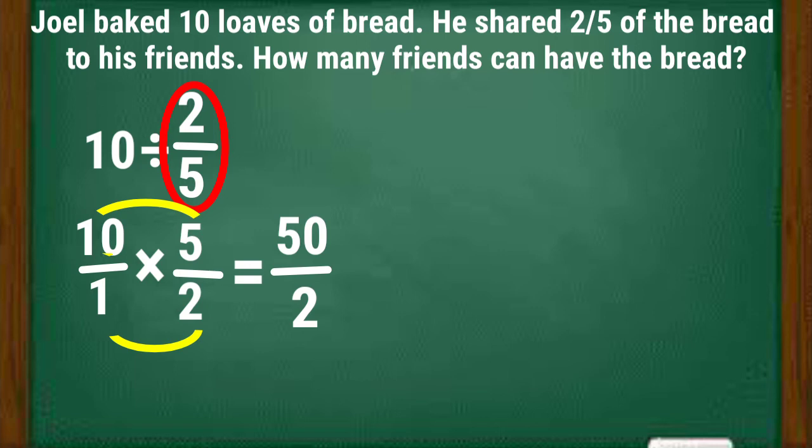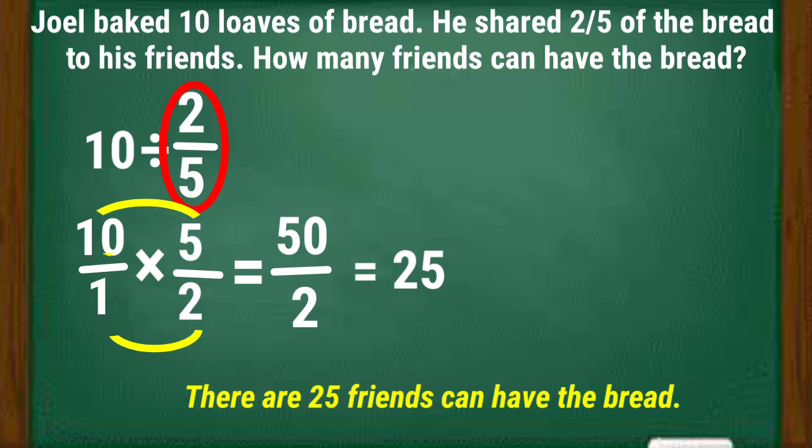The answer is no. We still need to simplify the answer because the numerator is bigger than the denominator. So we can simplify it by dividing the numerator by the denominator. So 50 divided by 2 is 25. So 25 here is our product. So our final answer is there are 25 friends can have the bread.